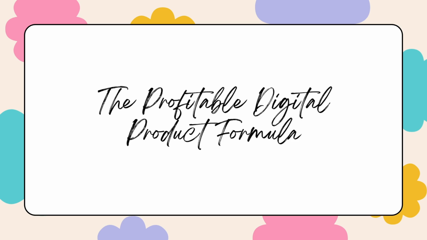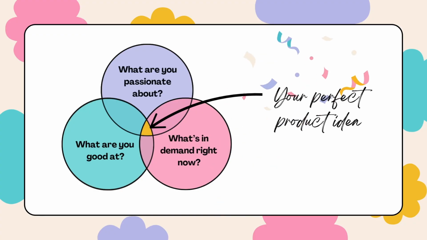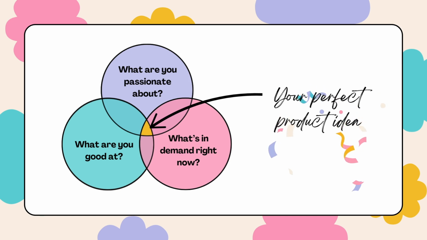This is part of my profitable digital product formula, which is a mix between your passion, your skills, and a real proven demand. Because when you've got all three, you have got momentum. So for example, let's say that you are thinking of creating a mindset journal, or perhaps a homeschool tracker, or maybe a crochet pattern. So here's how to check if there is already demand.